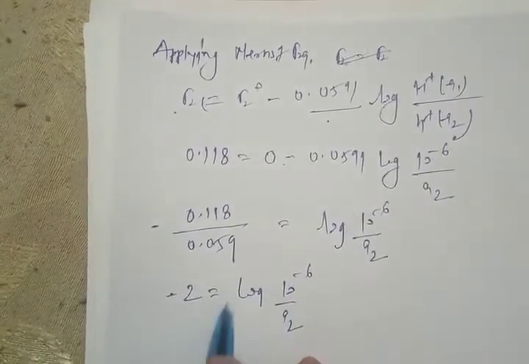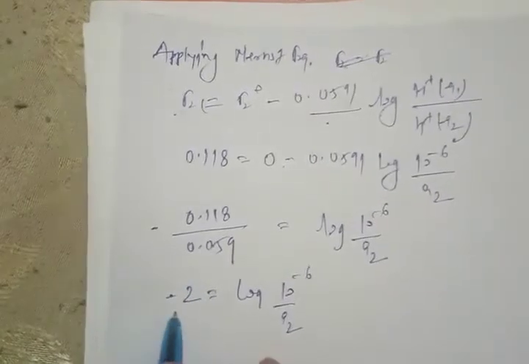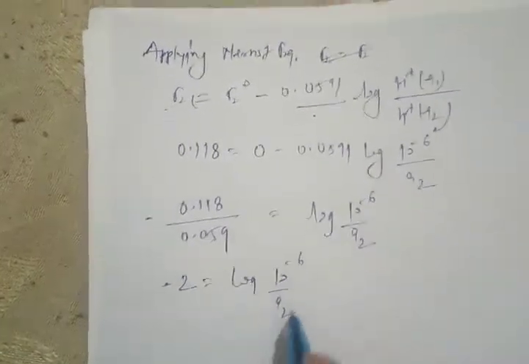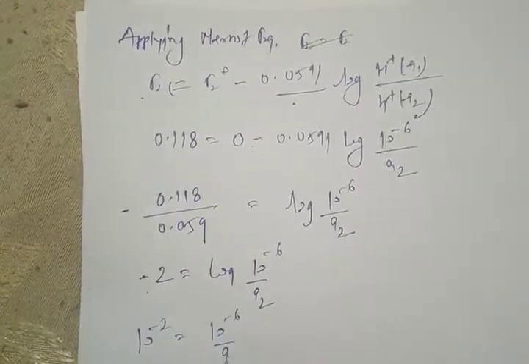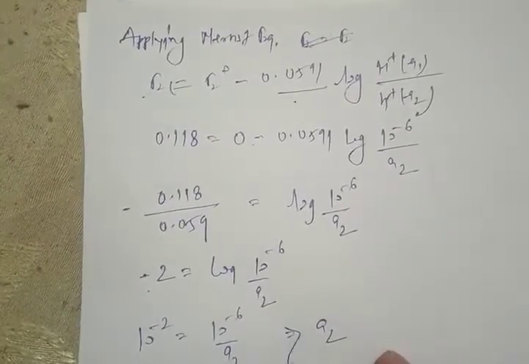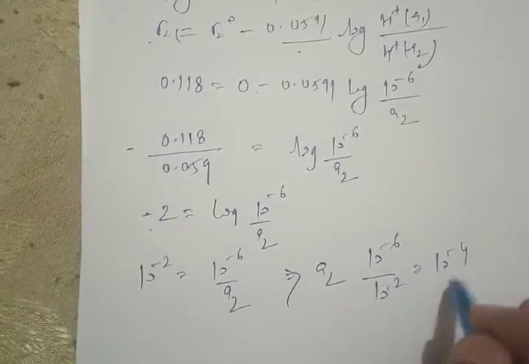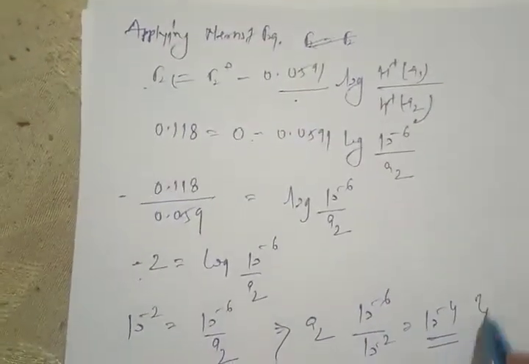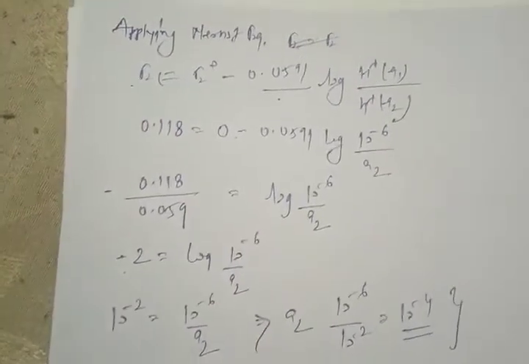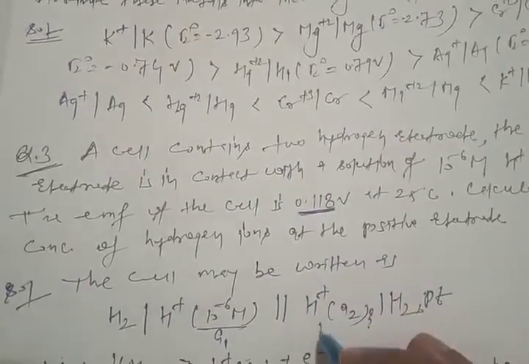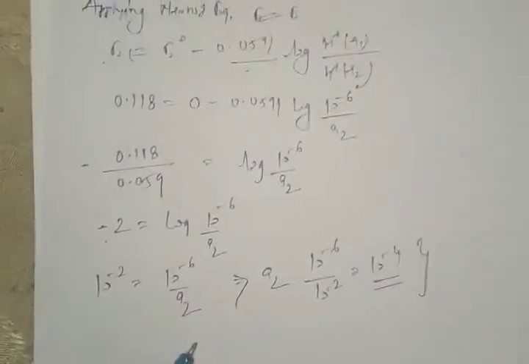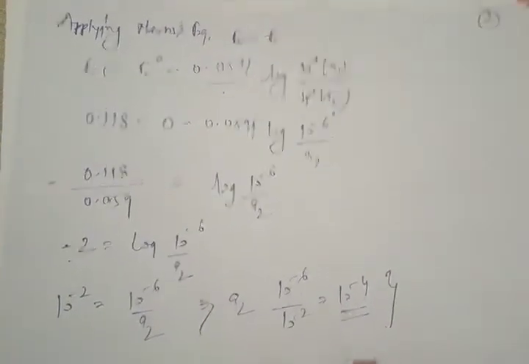And if you convert this value, this will become 10 to the power 2. So this is minus 10 to the power 2, 10 to the minus 6, and A2. So A2 equals to what? A2 equals 10 to the power minus 6, 10 to the power minus 2. This will give 10 to the power minus 4. So your answer will be: the concentration of this side ion will be 10 to the power minus 4, okay. So this is the answer, and maximum you have done it correctly.